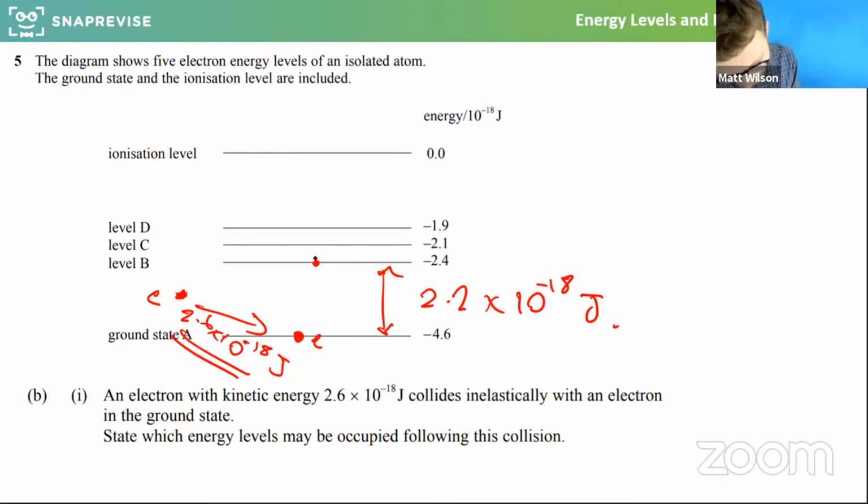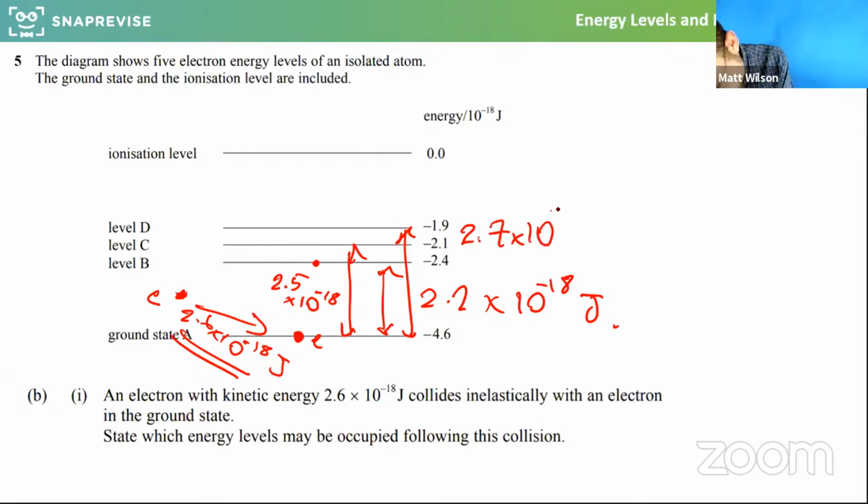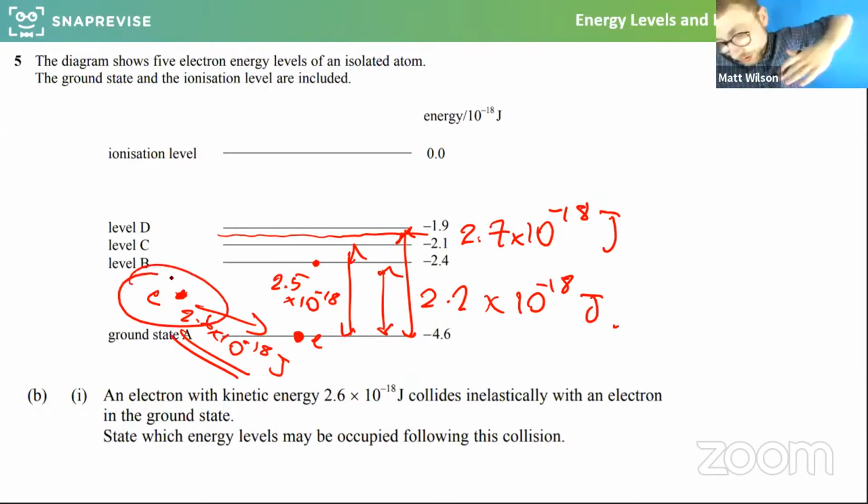What about the second energy level? Well, the second energy gap here is 4.6 minus 2.1, so this is a gap of 2.5 times 10 to the minus 18. However, this gap up to level D would require an energy of 2.7 times 10 to the minus 18, which is too high. So we have enough energy to get to between C and D, which means we can get up to B or we can get up to C. Notice that in particular, this is not a photon coming in. This is when we have some other particle like an electron that comes in and collides.